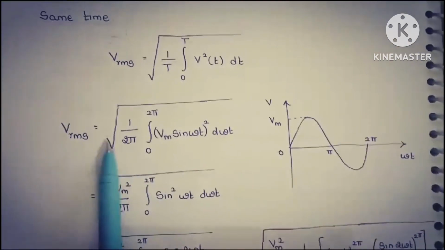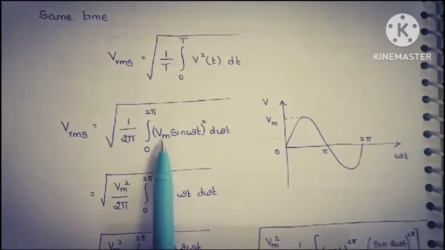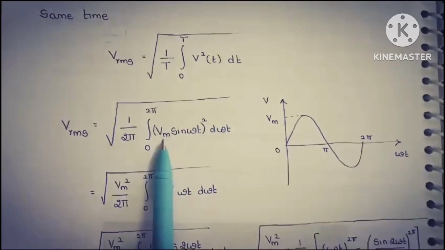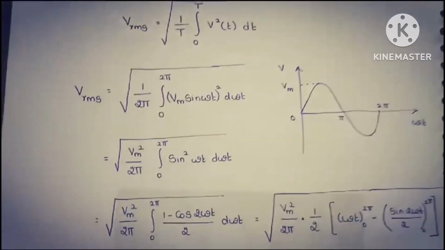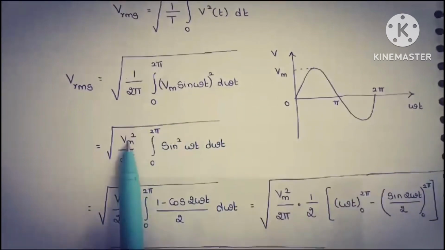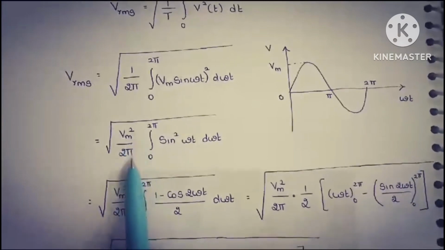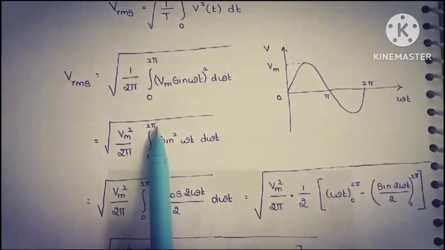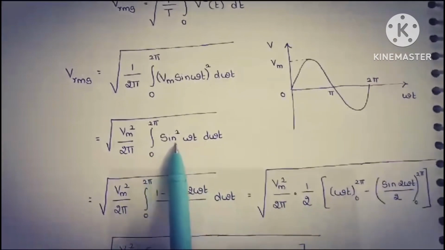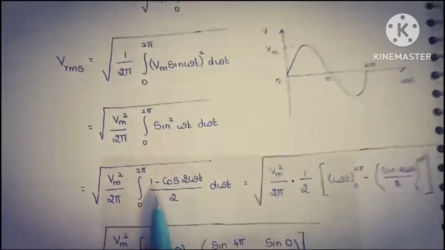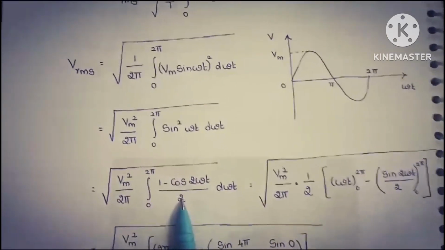Substituting the values, Vrms is equal to under root of 1 by 2 pi integral 0 to 2 pi V of t square, that is nothing but Vm sine omega t square d omega t. So if we bring this Vm square outside, we can write the equation as under root of Vm square by 2 pi integral 0 to 2 pi sine square omega t d omega t. So here sine square omega t can be written as 1 minus cos 2 omega t by 2.